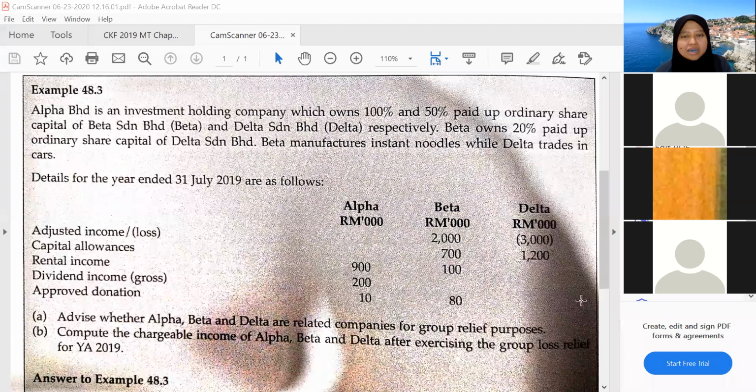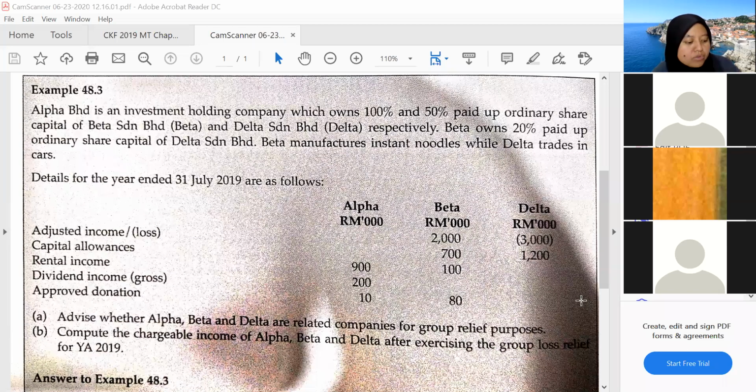Okay. Can you see on your screen? Alpha Berhad is an investment holding company which owns 100% and 50% paid up of the share capital of Beta and Delta respectively. Beta owns 20% paid up capital of Delta. Beta manufactures instant noodle while Delta trades in cars. Now Delta has an adjusted loss of 3,000 ringgit.